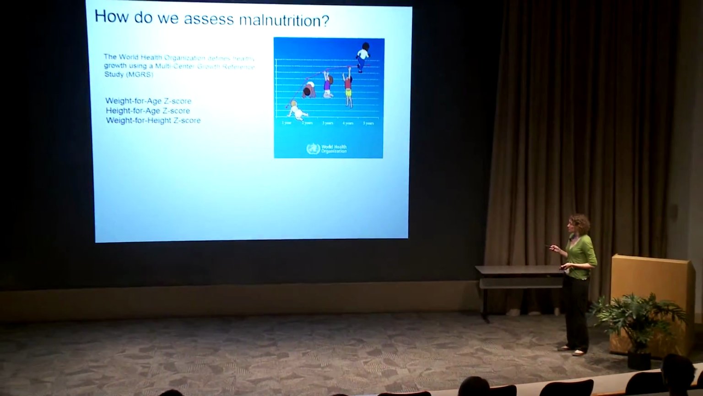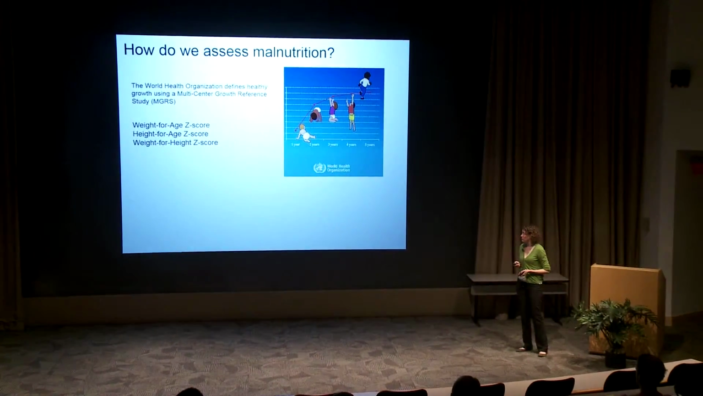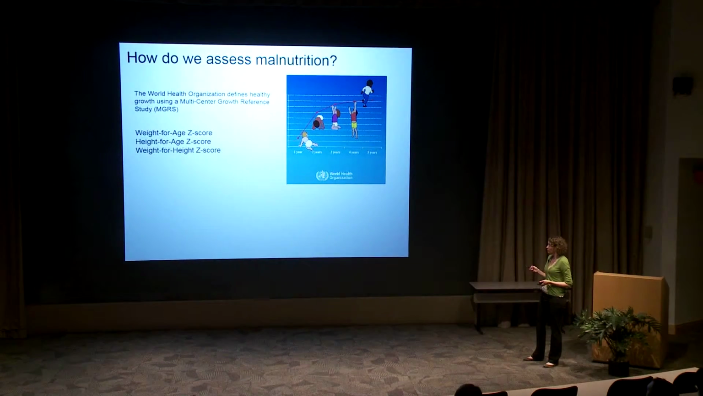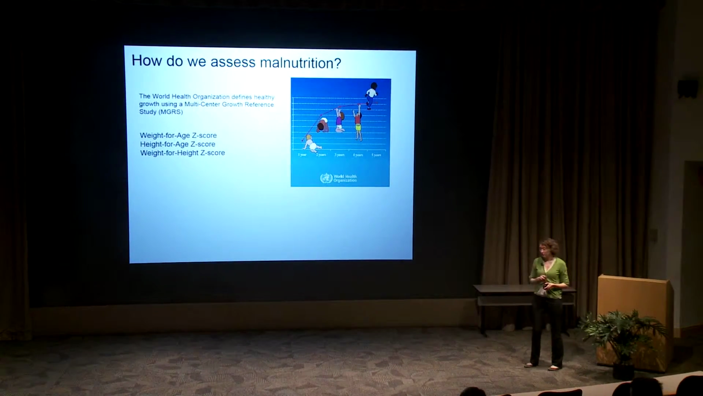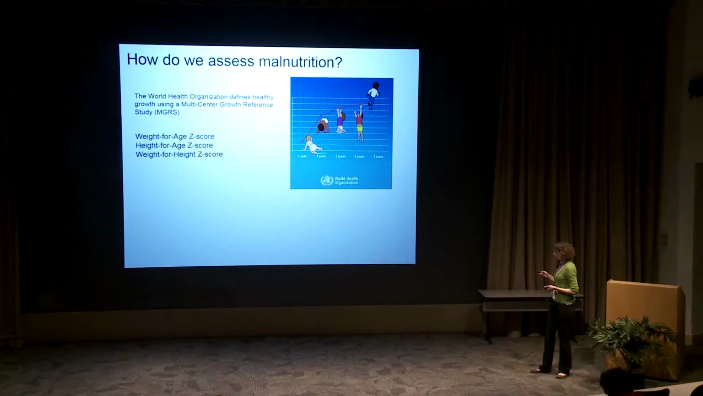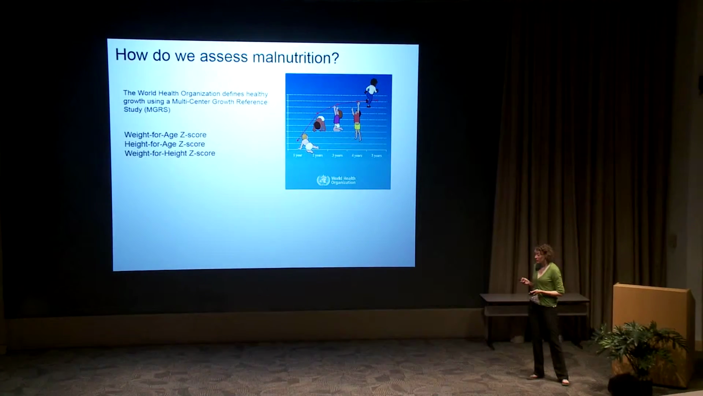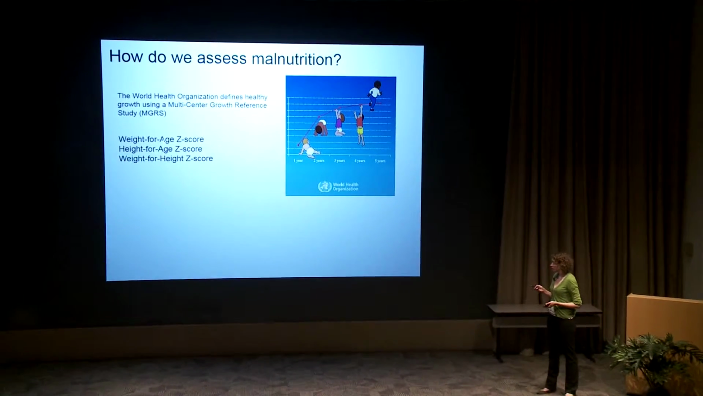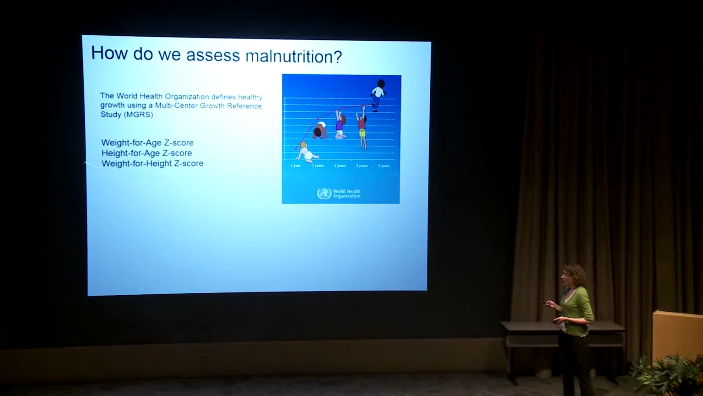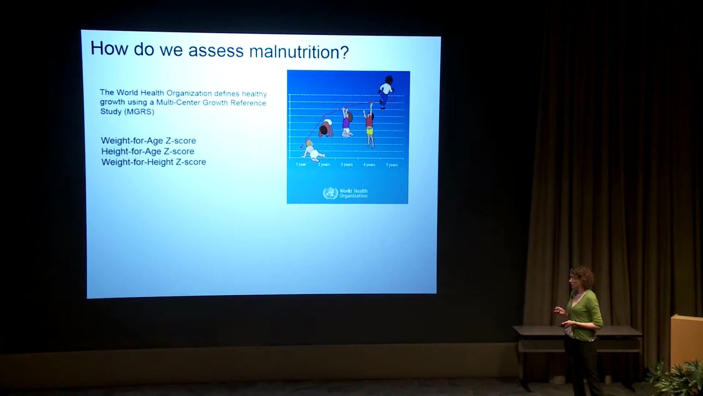One of the ways we do this is through the World Health Organization's definition of healthy growth, which they created using this multi-center growth reference study, which looked at thousands of individuals all over the world as they grew and developed after birth. Some of the things they measured in this study included the infant and children's weight and height in relationship to their age, and the ratio between their weight and their height.